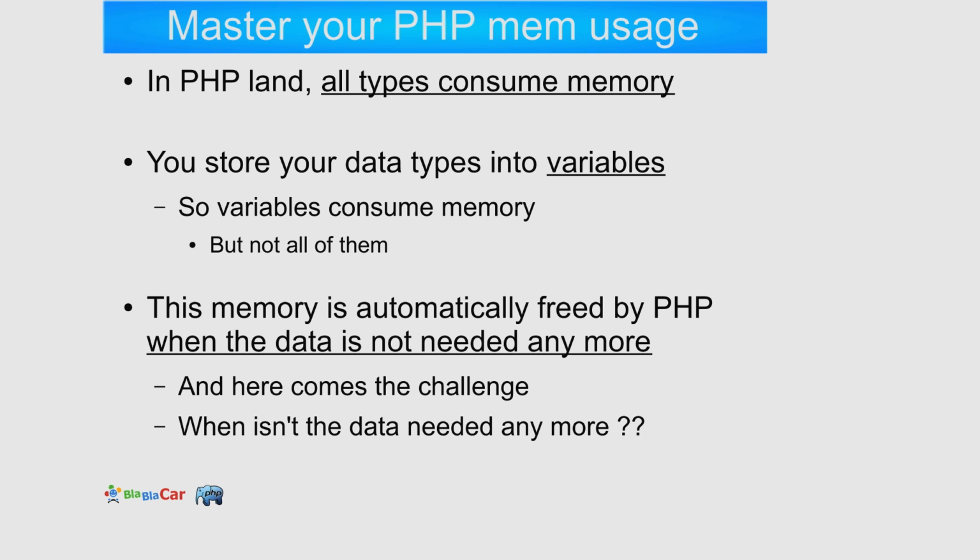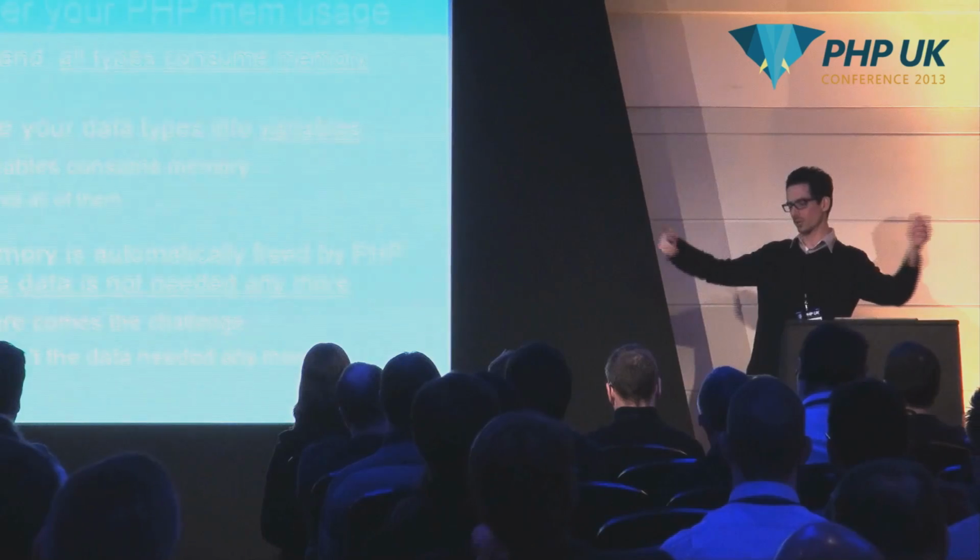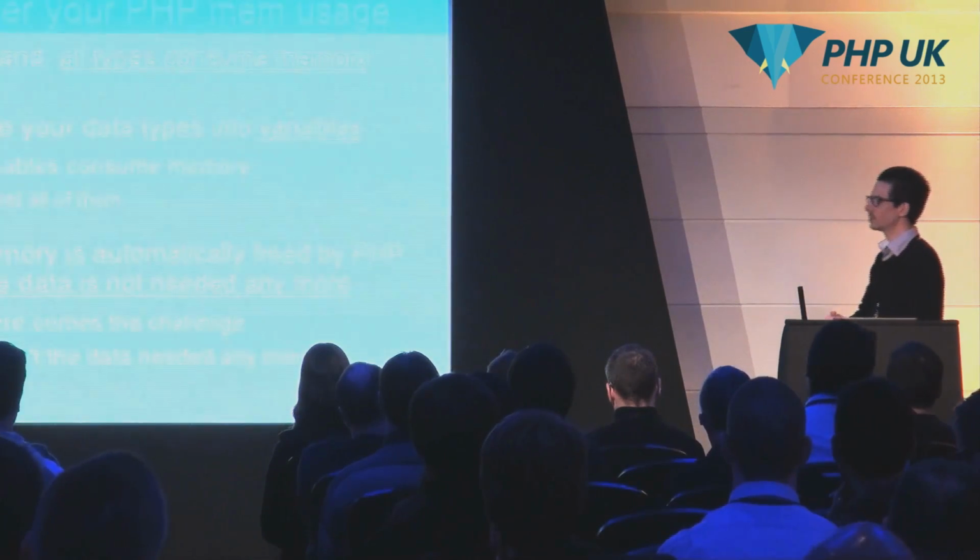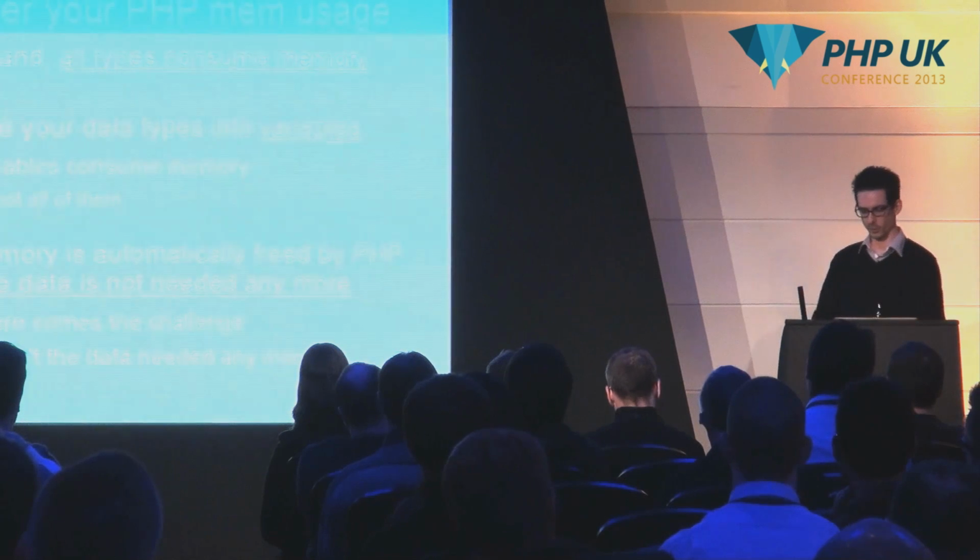So how to reduce PHP memory consumption? In PHP land, you allocate variables, and variables just store types, you know, PHP types, strings, integers, etc. And variables consume memory, okay? The memory is automatically freed by PHP when you don't use the variable anymore, okay? And here comes the challenge. When does PHP free memory? When don't you need a variable anymore? You should know this because when you pass variables to functions, to classes, etc., it can be very hard to know when PHP is going to free your memory for you.